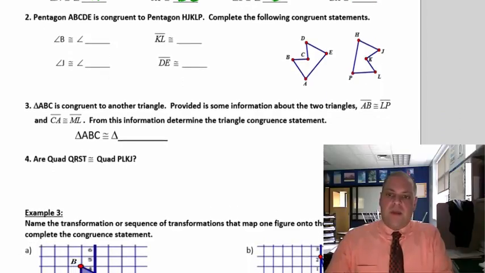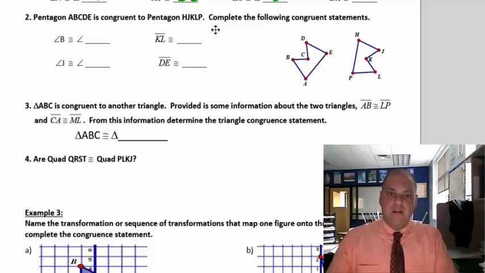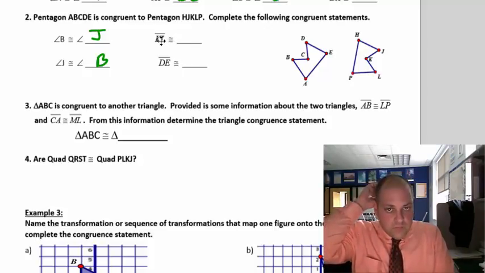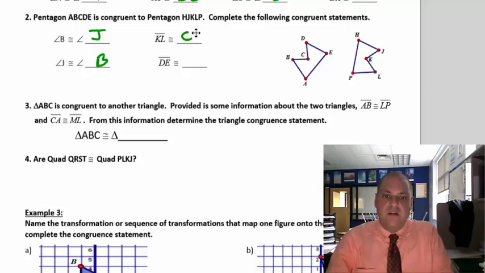All right. Pentagon ABCDE is congruent to pentagon HJKLP. Complete the following congruent statements. I don't even need the pictures, but they gave me the pictures in case I want to look. But I already know it's B, second letter, J, second letter, so it must be B. KL, third and fourth letter, CD. And DE is the last two letters, LP.